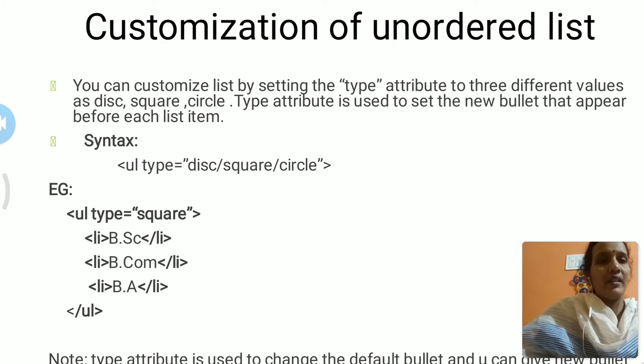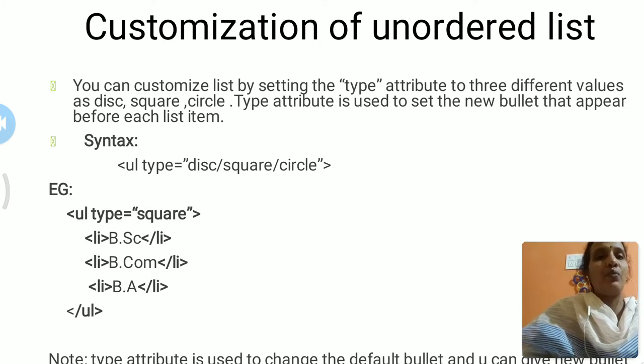As I already said, all attributes should be included inside the opening tag only. That is why, in the UL opening tag, I have given the attribute type equals square. What new bullet are you giving? Square. Have you changed the default bullet? Yes. That is why it is called customization. In customization, we are changing the default bullet, which is a disk. You can give a new bullet by using the type attribute.